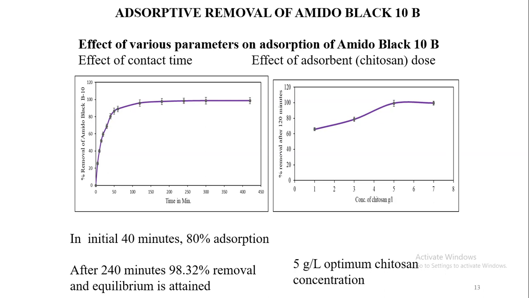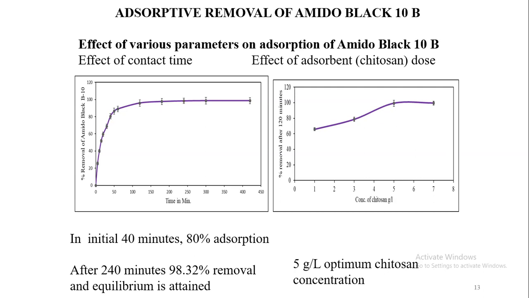First is the effect of contact time. It is observed that when adsorption and time are studied, in the initial 40 minutes around 80% of the adsorption of the dye takes place. But after 240 minutes, maximum adsorption, that is 98.32% removal, is reached, and after this equilibrium is attained. Even if there is an increase in time, there is no increase in the adsorption.